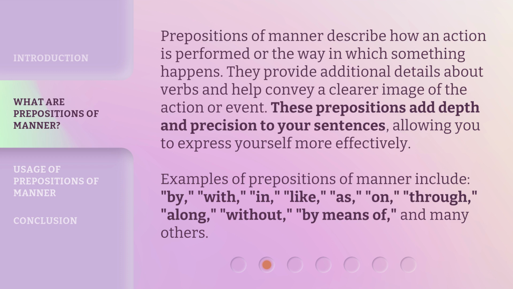Prepositions of manner describe how an action is performed or the way in which something happens. They provide additional details about verbs and help convey a clearer image of the action or event. These prepositions add depth and precision to your sentences, allowing you to express yourself more effectively. Examples of prepositions of manner include by, with, in, like, as, on, through, along, without, by means of, and many others.